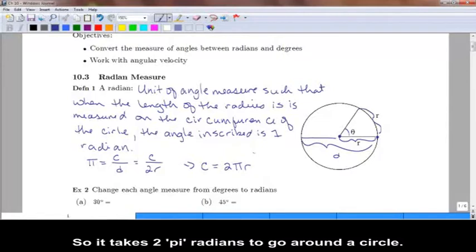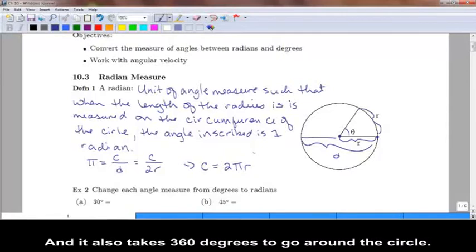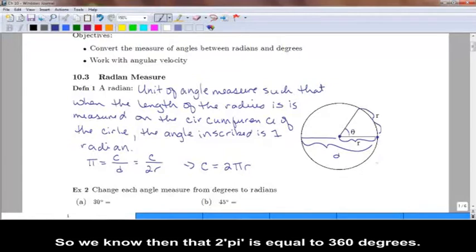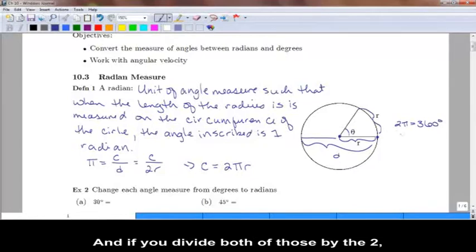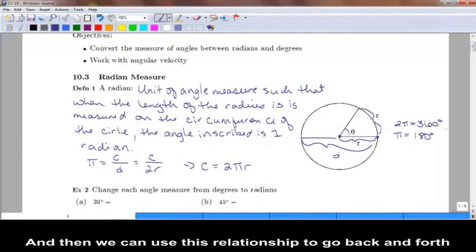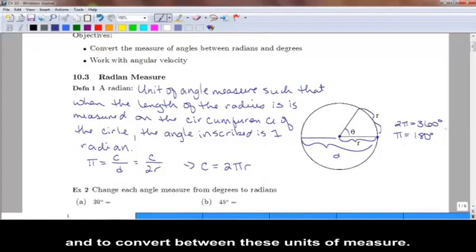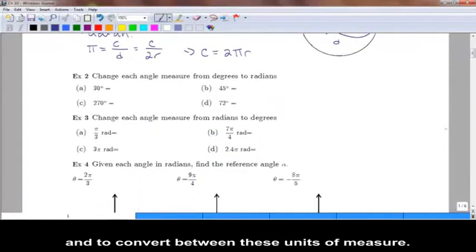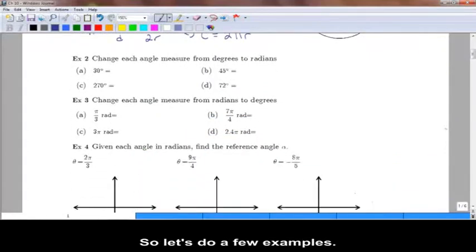So it takes 2 pi radians to go around a circle, and it also takes 360 degrees to go around the circle. So we know then that 2 pi is equal to 360 degrees, and if you divide both of those by 2, you know that pi is equal to 180 degrees. And then we can use this relationship to go back and forth and to convert between these units of measure. So let's do a few examples.